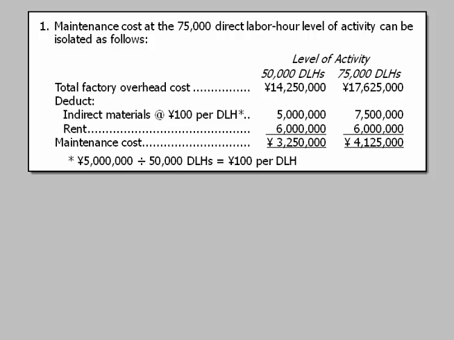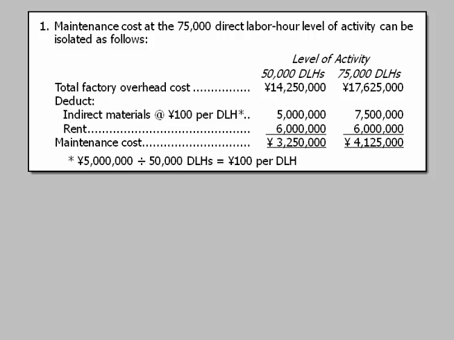Now you see on the screen how you solve maintenance cost at the 75,000 direct labor hours. Here's how you isolate it, and bear with my barking dog in the background if the sound's coming through. So we know that total factory overhead cost was given at the low and the high levels of 14.25 million and 17.625 million, respectively. So we would deduct indirect materials at 100 yen per direct labor hour. And how you calculate that is you take 5 million yen divided by 50,000 direct labor hours to come up with 100 yen per direct labor hour.